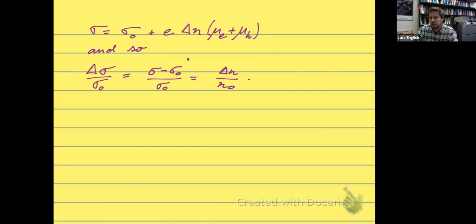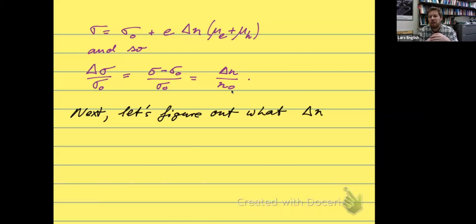The mobilities cancel out, the E cancels out, and I'm just really left with the delta N over the N naught. And so, of course, for a photoresistor, I would like to make this as big as possible, right? I would like to make that difference as large as possible, because that's sort of the contrast that we get. All right, so can we estimate this delta N?